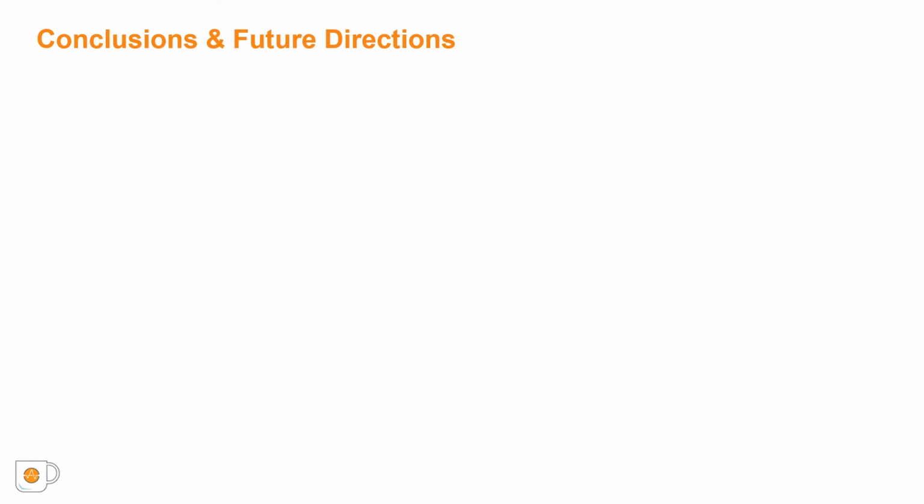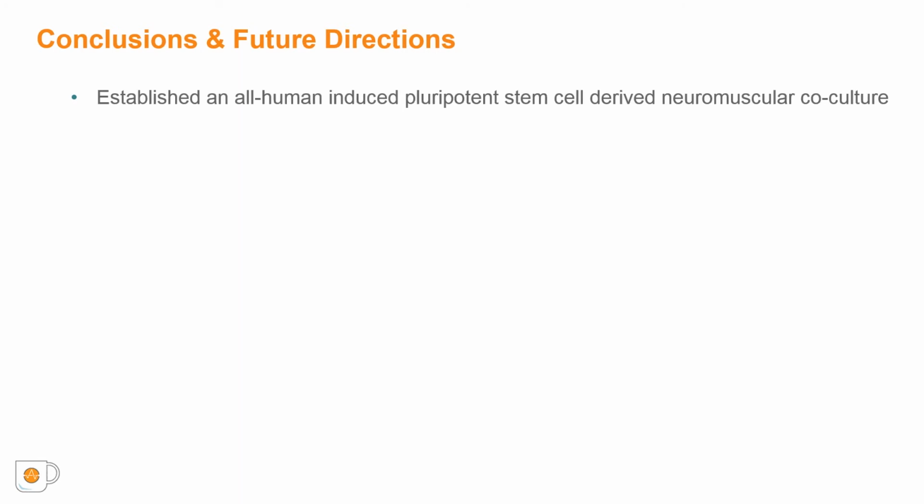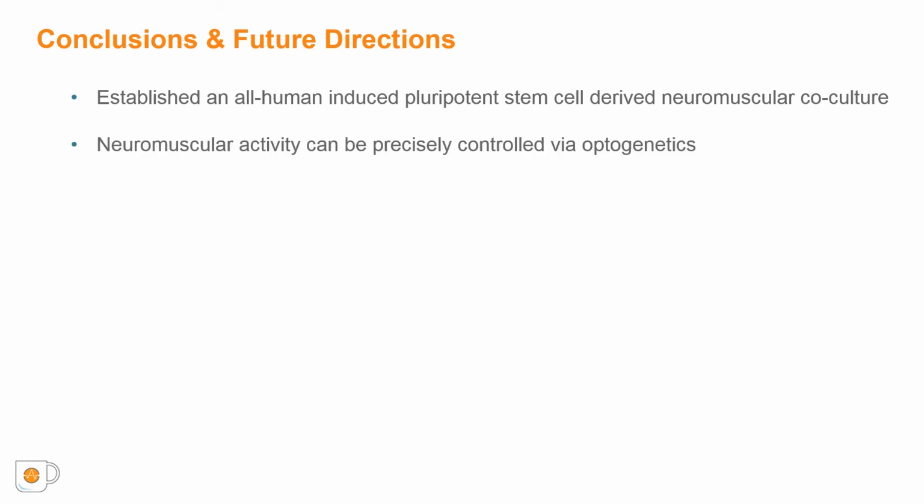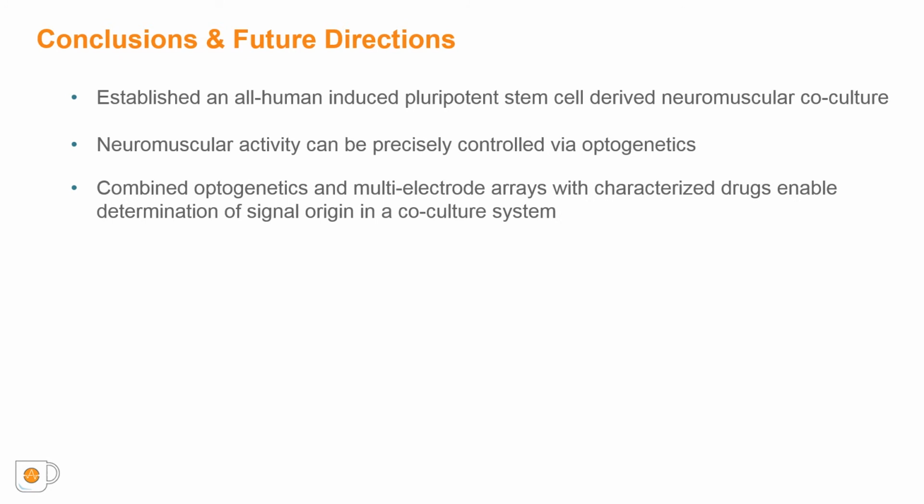In conclusion, we established a scalable, tunable, all-human iPSC-derived neuromuscular co-culture system. We show that neuromuscular activity can be precisely controlled via optogenetics, and this tool can be combined with MEAs and characterized drugs to determine signal origin in a co-culture system.